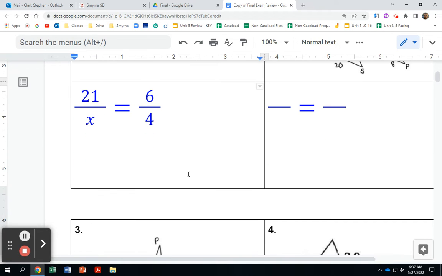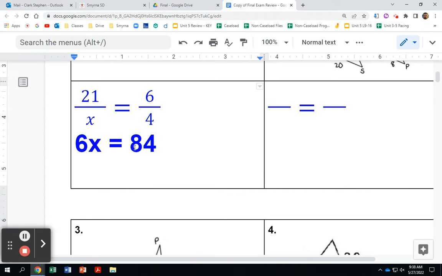We're going to cross multiply. We're going to do the x times the 6, which is just 6x. And that's going to equal 21 times 4. See how we're cross multiplying? I don't think I could draw a line on here, but cross multiplying. This times this, this times this. So 4 times 21 is 84. All right, so we got that now.